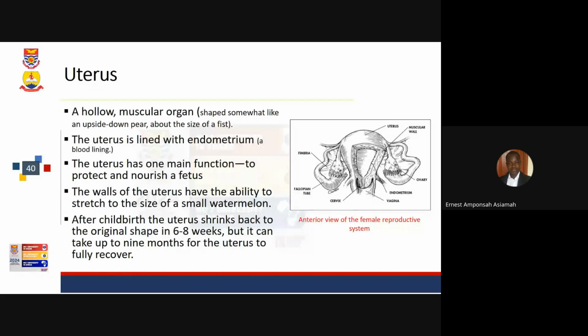But one thing is that sometimes it can take up to 9 months for the uterus to fully recover. So it's not just about reducing, but the entire architecture coming and being restored to normalcy. Okay, so it can take up to about 9 months.